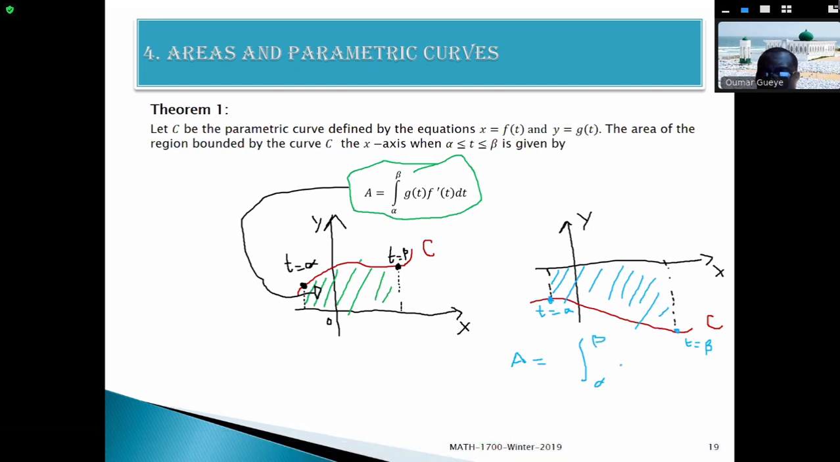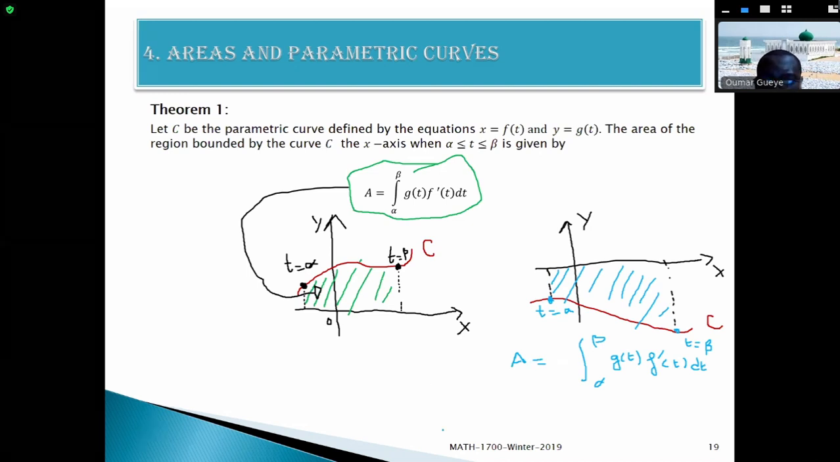And so we have here g of t times the derivative of f with respect to t, and dt. So you guys can see it is similar to the first question. It's the first formula. It's exactly the same thing.